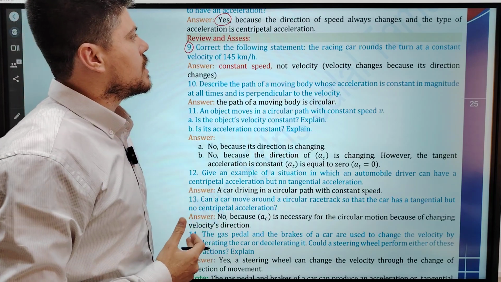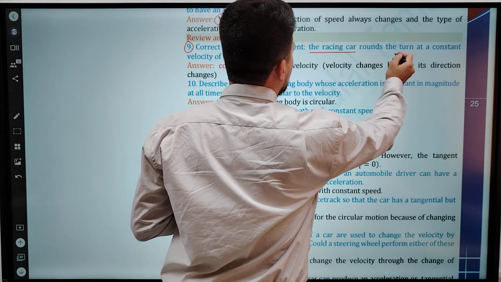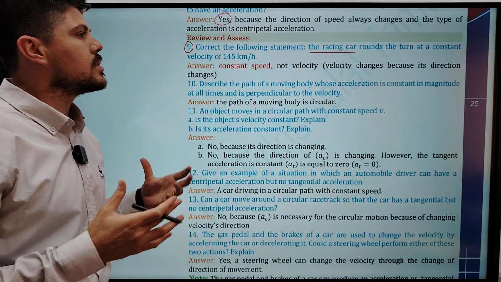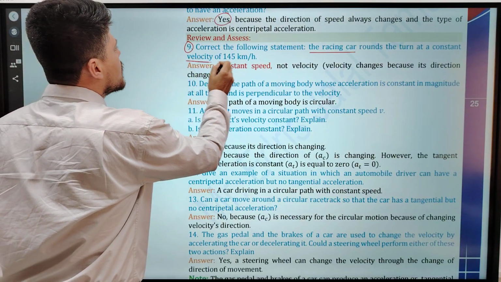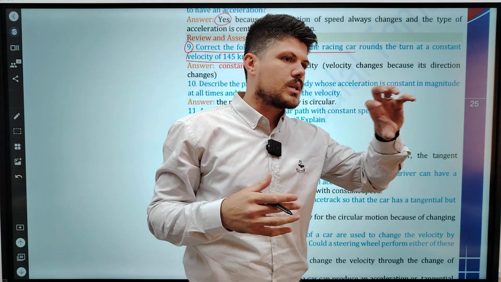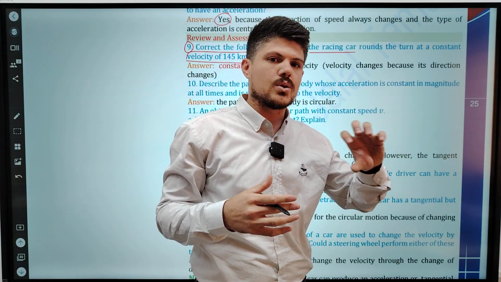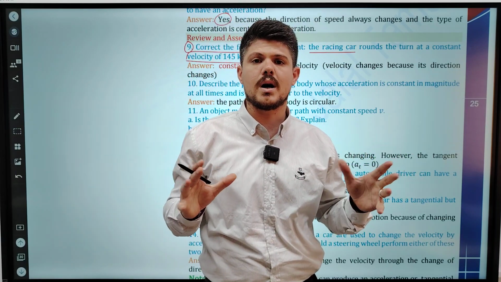Question 9, a very good question, and it has been brought in the Wizari exam. Correct the following statement. What is wrong here? The racing car rounds the turn at a constant velocity. Is it possible to say an object is moving in a circular path with constant velocity? No, this is impossible.